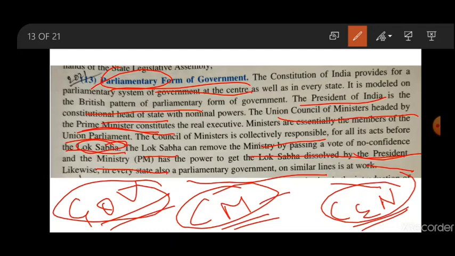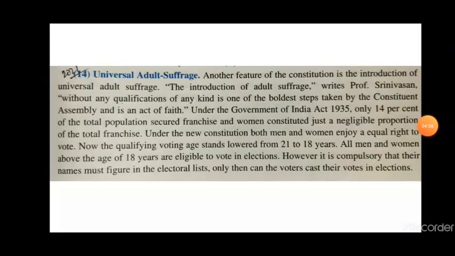That's why it is the same as the center, a parliamentary form of government, because the Chief Minister belongs to the Vidhan Sabha or state legislature. So it is the same with the center. That's why in every state we have a parliamentary government.